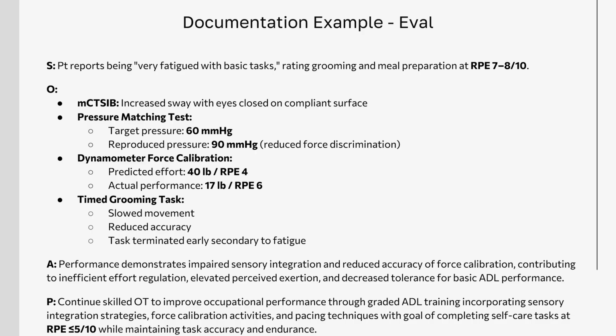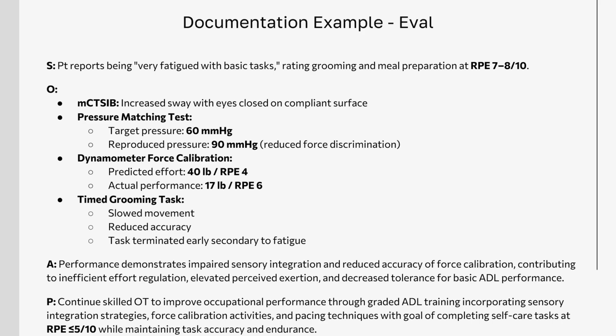And then for the assessment, performance demonstrates impaired sensory integration and reduced accuracy of force calibration, contributing to inefficient effort regulation, elevated perceived exertion, and decreased tolerance for basic ADL performance. And that assessment really puts everything in there. You don't have to say sensory attenuation specifically, sensory reweighting specifically. They're all part of sensory integration, showing the impact, there's reduced accuracy of force calibration.